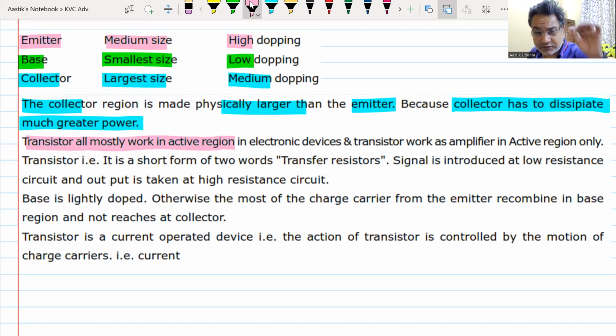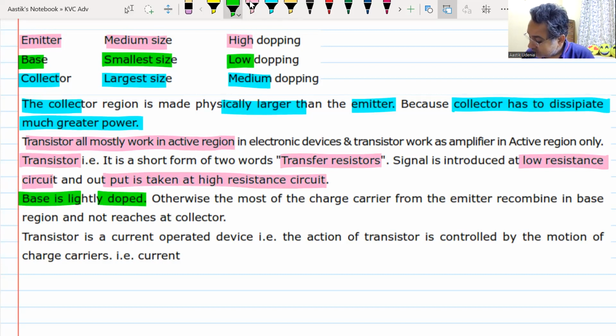Remember, whenever we are talking about a transistor, it will be working in the active region. Active region means emitter-base is forward biased and collector-base is reverse biased. Transistor, the short form is transfer resistor. So it transfers the resistor. Signal is introduced at low resistance and output is taken at high resistance. I told you that, yes or no? Yes.